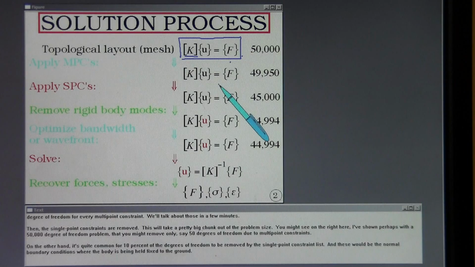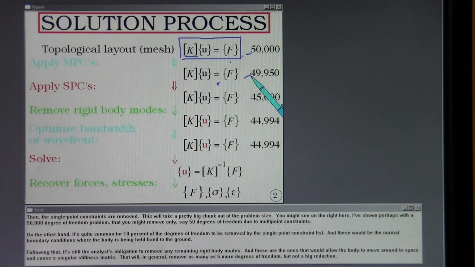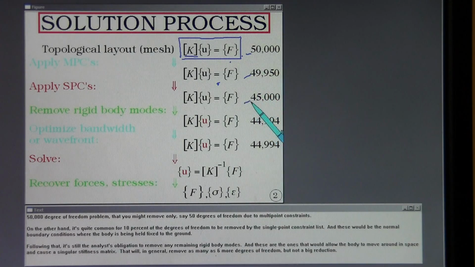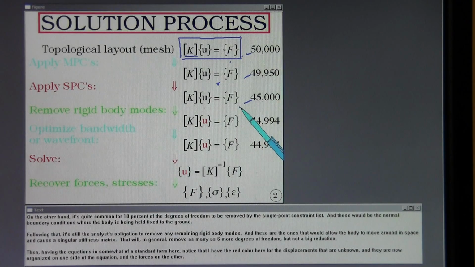Then the single point constraints are removed. This will take a pretty big chunk out of the problem size. You might see on the right here I've shown, perhaps with a 50,000 degree of freedom problem, that you might remove only, say, 50 degrees of freedom due to multipoint constraints. On the other hand, it's quite common for 10% of the degrees of freedom to be removed by the single point constraint list. And these would be the normal boundary conditions where the body is being held fixed to the ground. Following that, it's still the analyst's obligation to remove any remaining rigid body modes.